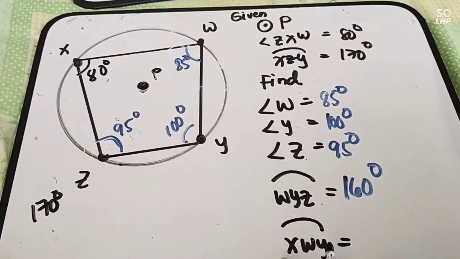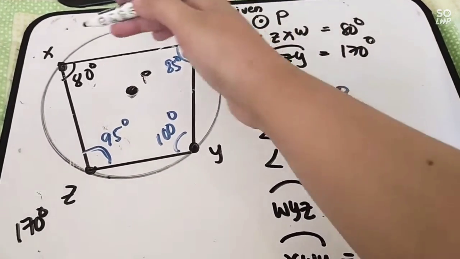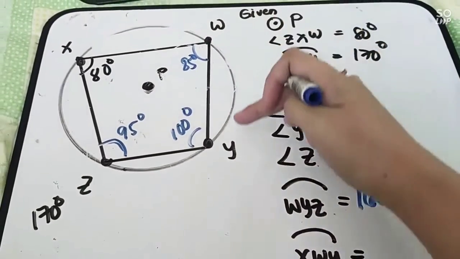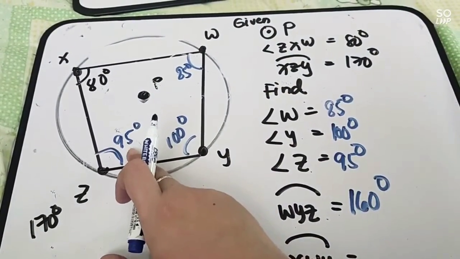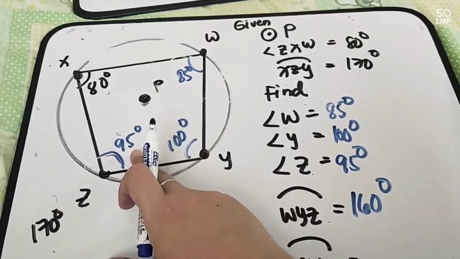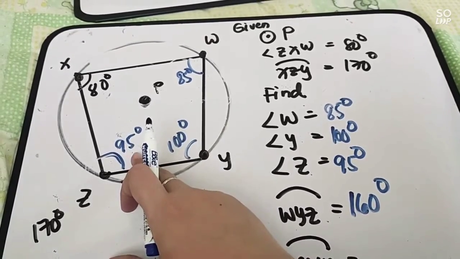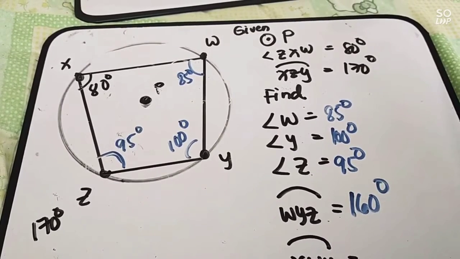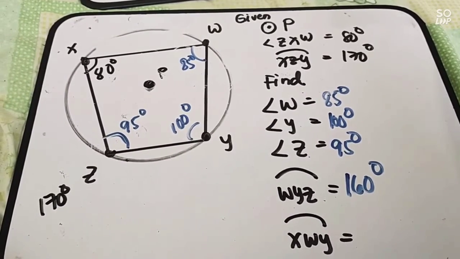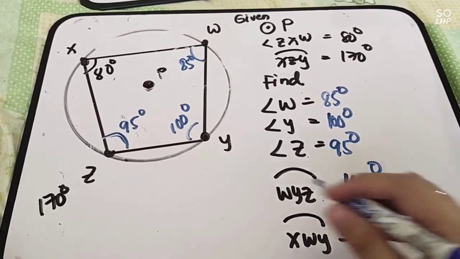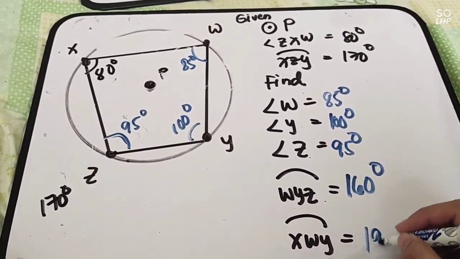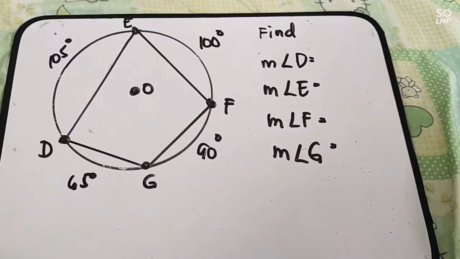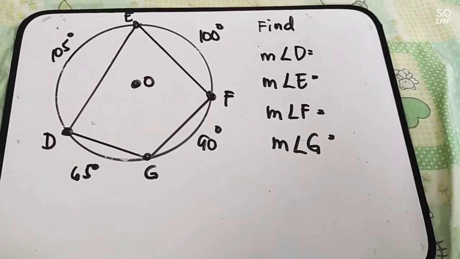Next, we have XWY. So, si XWY, ang kanya pong inscribed angle, ito, si 95 degrees. So, 95 degrees, imumultiply mo naman siya by 2. Twice naman siya. So, the answer for XWY is 95 times 2, we have 190 degrees. Is it clear? Let's have our last example for this session.